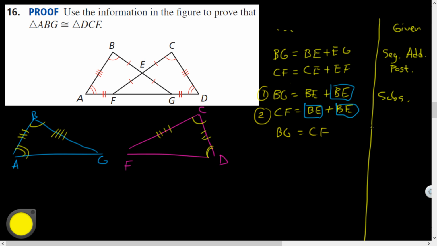So we'll just call that transitive property, right? If this is equal to that and that is equal to this, then they are equal to each other. And therefore, BG is congruent to CF, def of Cong. All right, we're still moving here.